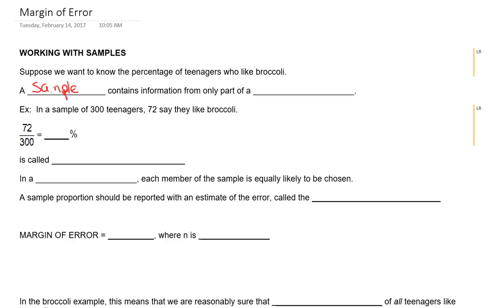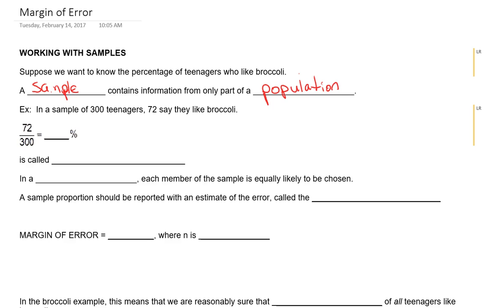A sample contains information from only part of a population. The population would be all teenagers. We can't go around and ask all teenagers. We can only ask a certain number of them. So that becomes our sample.